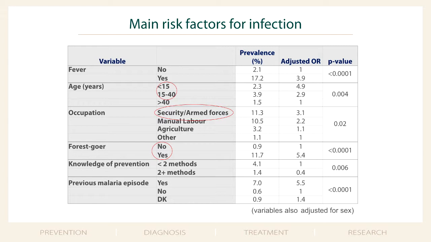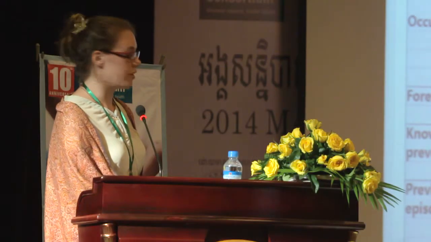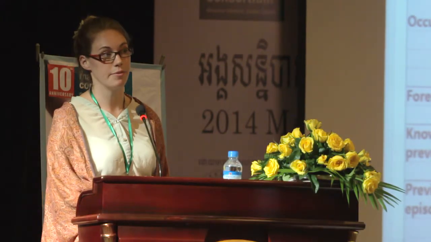I will also point out, sorry, that circle's a little bit high, but it should be around the forest goers. We define forest goer as someone who had slept at least once overnight in the forest in the previous 6 months. So you can see that sleeping just once overnight greatly increases your odds of infection, so over 5 times higher.